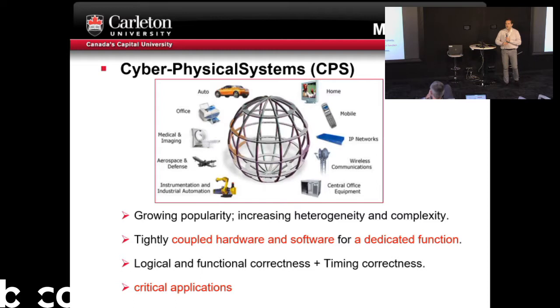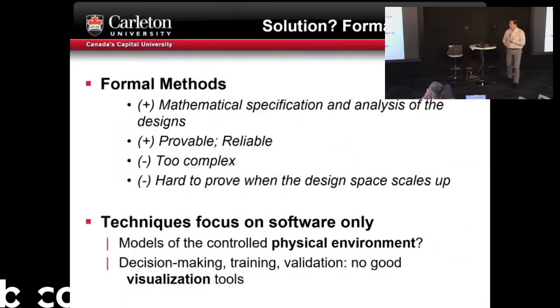So for 20, 30, 40 years now, people said that the way of dealing with the complexity and heterogeneity of these complex physical systems was through the use of formal methods in software engineering. What do we do? We have a mathematical specification for the system, and we use the mathematical results to do analysis of the designs. This is a main advantage of formal methods, and this is what we like from formal methods.